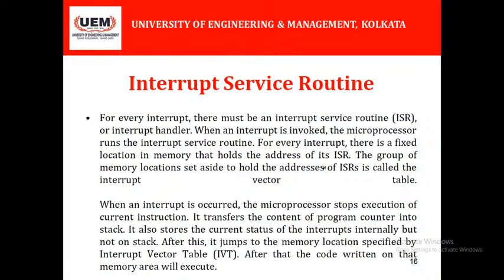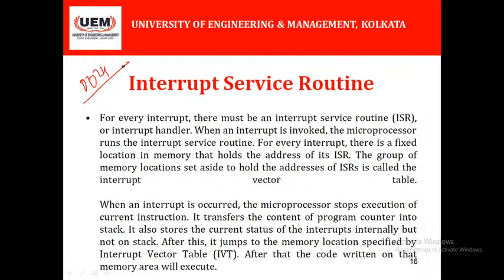For every interrupt, there is a fixed location in the memory that holds the address of the ISR. For example, in case of the trap interrupt in 8085, that fixed location is 0024. The group of memory locations set aside to hold the ISR addresses is called the interrupt vector table. So the starting address of the interrupt service routine is stored in the IVT, the interrupt vector table.